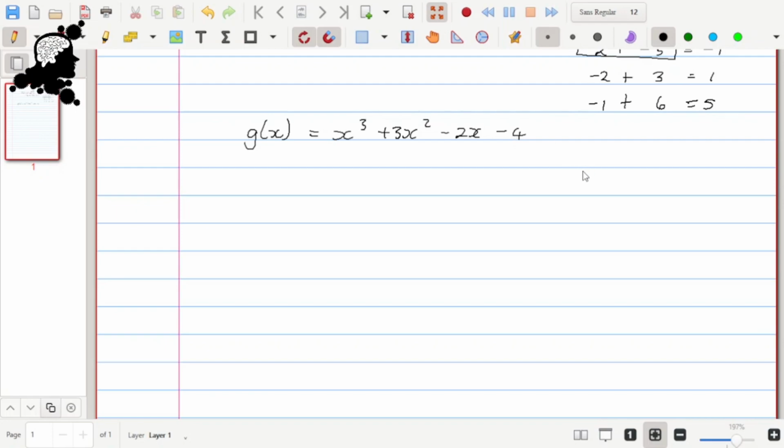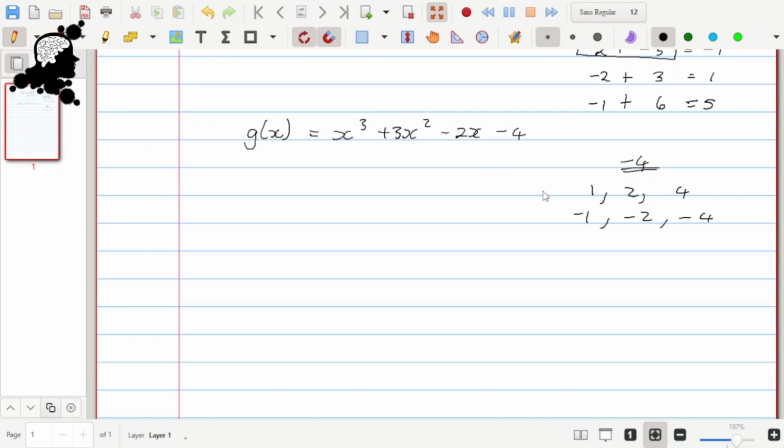What we need to do is look at factors of the last term. So we look at factors of minus 4. What are the factors of minus 4? We've got 1, 2, and 4. We've got negative 1, negative 2, negative 4. And so basically what we need to do is substitute by trial and error all of these factors, or at least one of these factors, into the equation and see if we can get y equal to 0 as an answer.